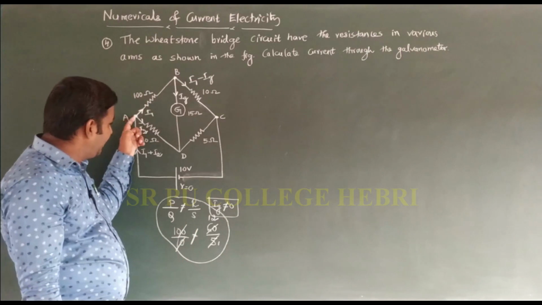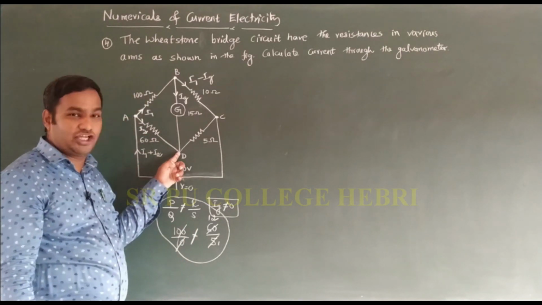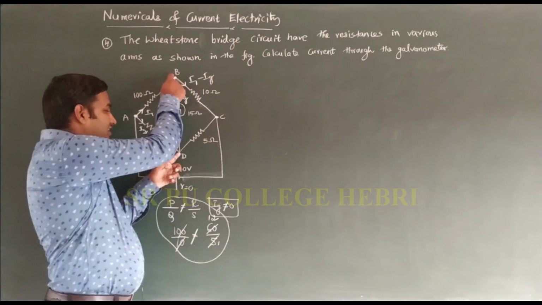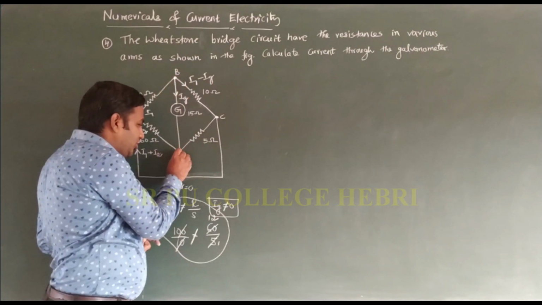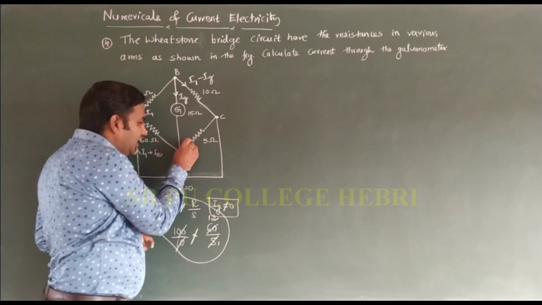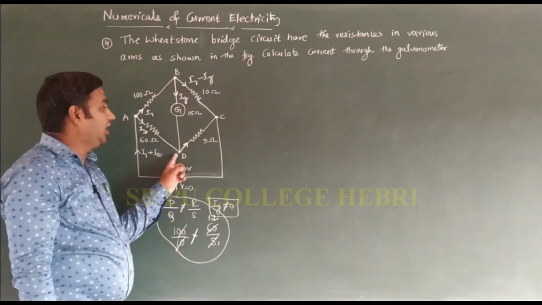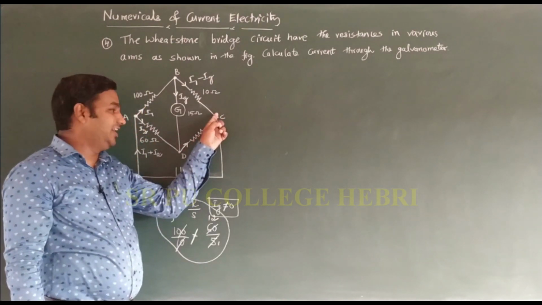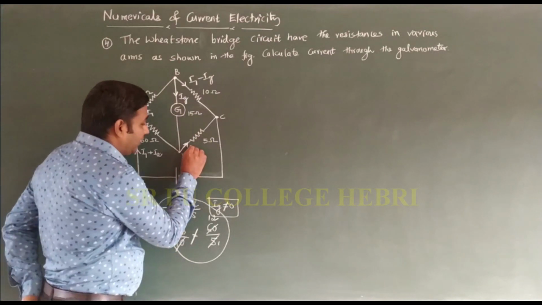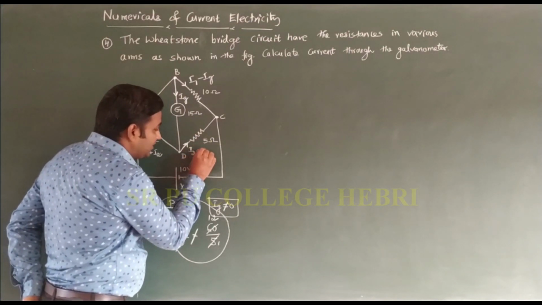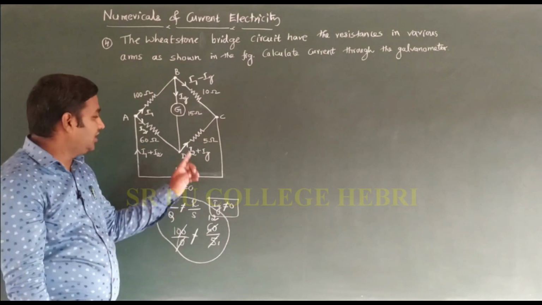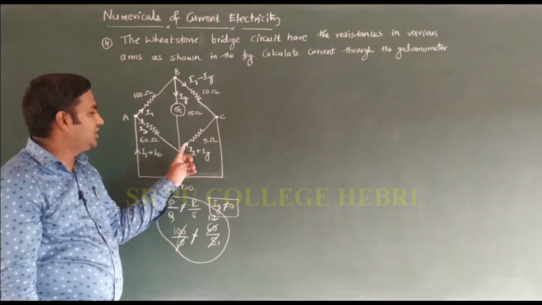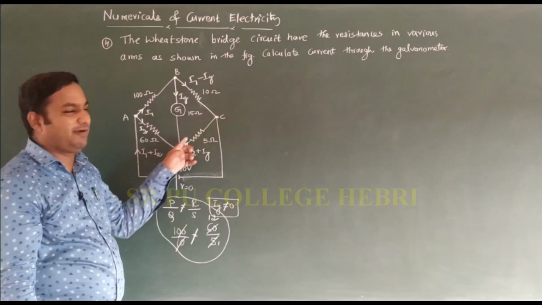And here I2 is entering junction D, and IG is entering junction D. The sum of the current entering a junction is equal to the sum of the current leaving the junction. Automatically along this line DC, the current becomes I2 plus IG. Here I2 plus IG is the current flowing in this branch.